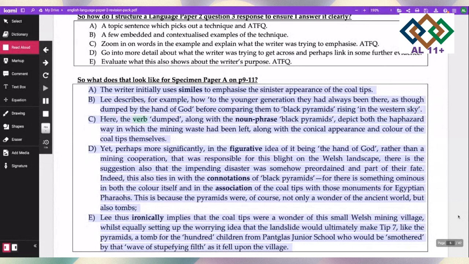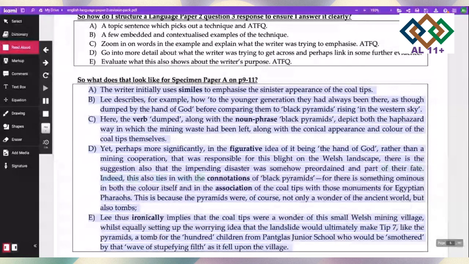C. See here, the verb dumped, along with the noun phrase black pyramids, depict both the haphazard way in which the mining waste had been left, along with the conical appearance and color of the coal tips themselves. D. Yet, perhaps more significantly, in the figurative idea of it being the hand of God, rather than a mining corporation, that was responsible for this blight on the Welsh landscape. There is the suggestion also that the impending disaster was somehow preordained and part of their fate.